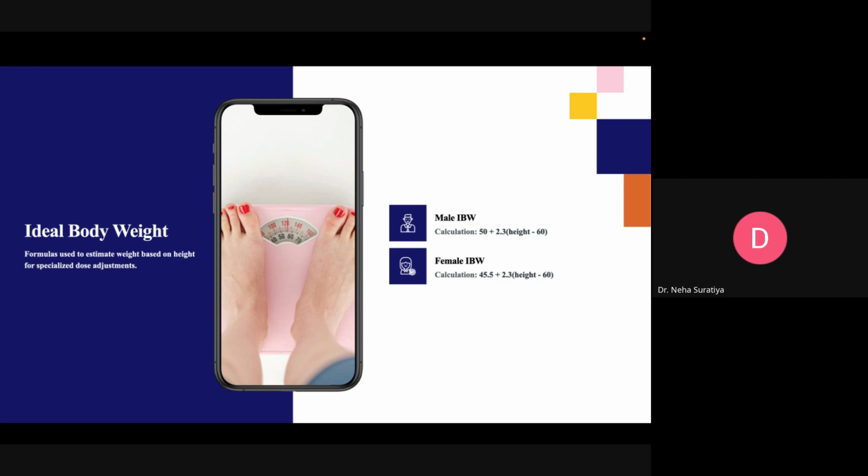And for female, ideal body weight is 45.5 plus 2.3 per inch of height; you need to mention the height in inches. I will let you know the examples, don't worry. But this is how you need to calculate ideal body weight for an obese patient. You cannot rely on total body weight, right?